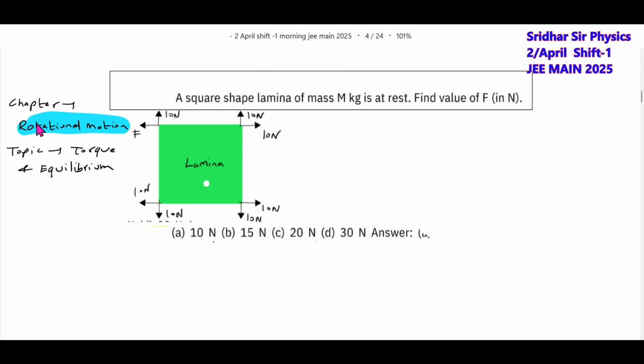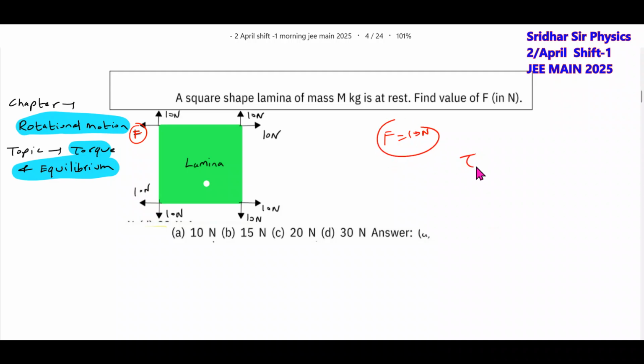The chapter is based on rotational motion, torque and equilibrium concepts. Let me read the question. A square shaped lamina of mass 5 kg is at rest. Find the value of F. There's a lamina, it's at rest. Then net force and net torque should be 0 for equilibrium. Here 10 Newton towards right, 20 Newton towards right, 20 Newton should be towards left. Upward 20 Newton, downward 20 Newton. Net torque should also be 0. So therefore this F should be equal to 10 Newton.